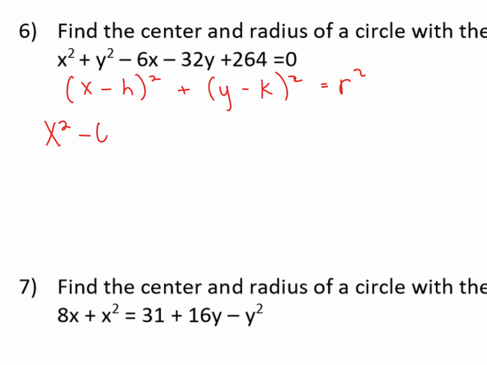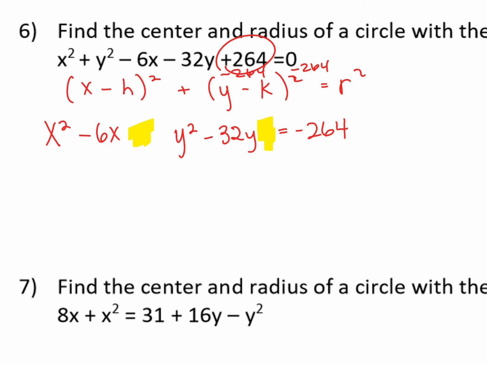I'm going to gather my x terms together. They're on the same side of the equation, so I don't need to change any signs. I'm just switching their place. I'm going to have my y squared minus 32y switching their place, but this 264 needs to move to the other side. So I'm going to subtract it from both sides, and that's going to equal negative 264. All right, next up, I'm going to find out what needs to go here and what needs to go here, and I'm going to build my formula back here.